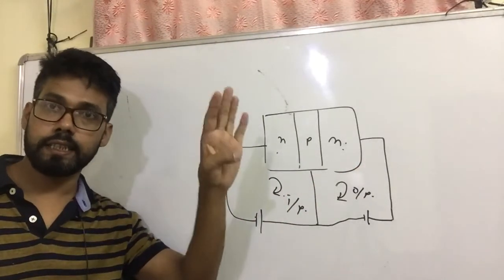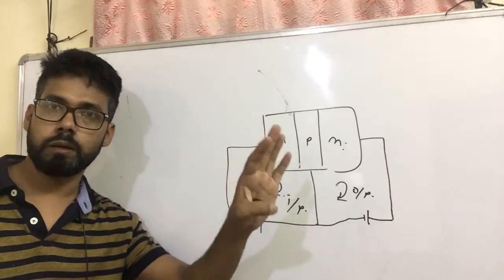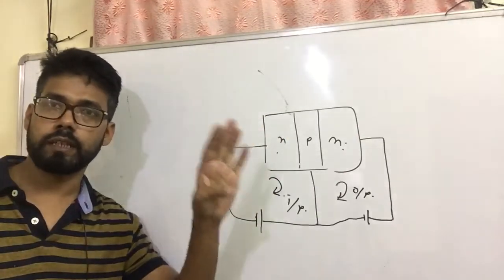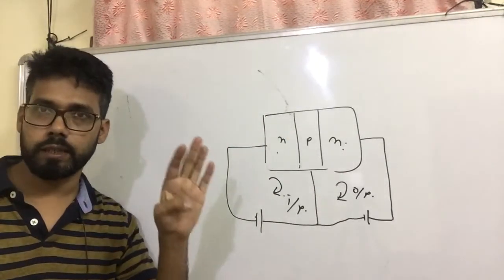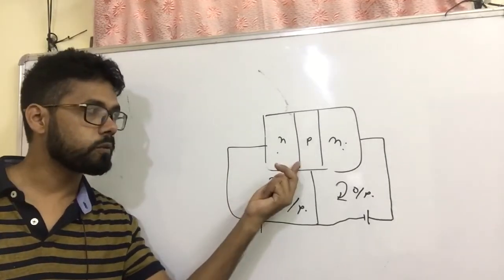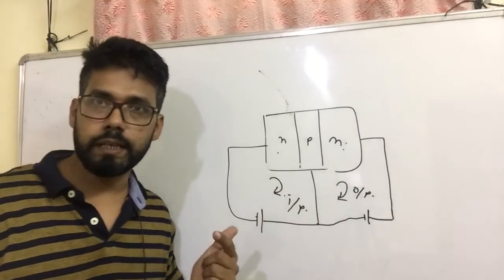I am again telling, a transistor is a three-terminal device, and a bipolar junction device. Why is it called bipolar? Because current in the transistor is contributed by electrons as well as holes. That is why it is named a bipolar junction transistor. Why is it called junction? There is one junction, and there is a second junction. And there are three parameters.